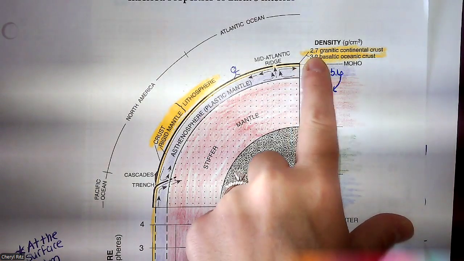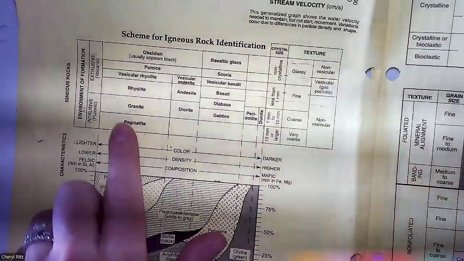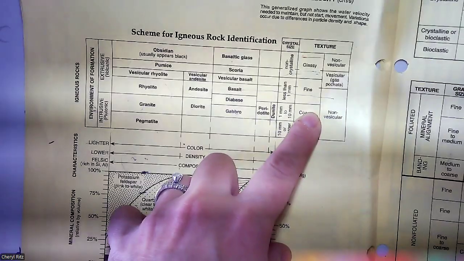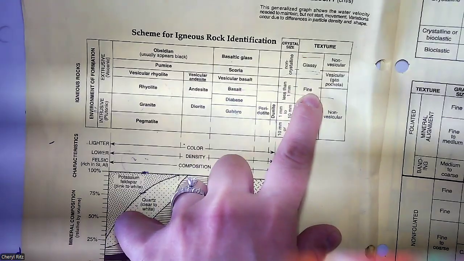Real quick, does the word granitic and basaltic sound familiar? What do those sound like? Granite and basalt. Hopefully you're remembering. So you might have to flip back to what we learned last chapter. Granite is a coarse-grained igneous rock. Basalt is a fine-grained igneous rock.